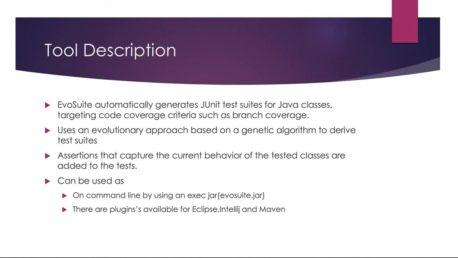evosuite generates test cases automatically for Java classes. It targets the branch coverage. It uses a search-based approach to create test suites. The algorithm that is used here is the genetic algorithm that we are going to discuss in the next slides. For generating the test suites, evosuite adds small and effective sets of assertions which help the developer to detect deviations from the expected behavior.